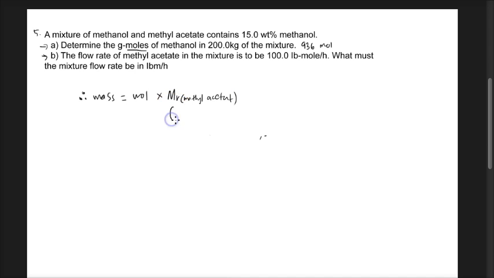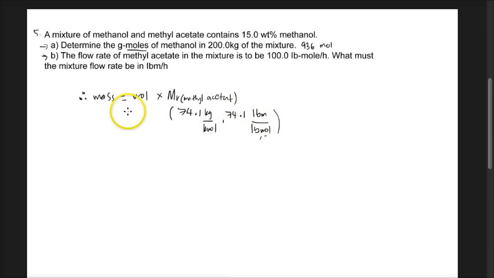And the molar mass of methyl acetate is 74.1 kilogram per kilomole, and we can convert this similarly to 74.1 lbm over lb mole, because both of these are in pound and these are in kilogram and kilomole. Alright, so pound to pound, kilogram to kilogram, kilo to kilo.